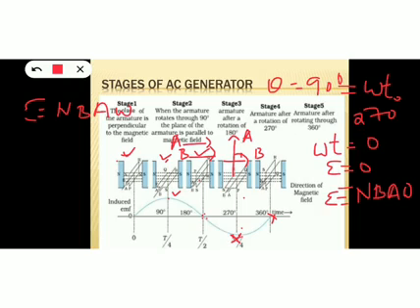Okay, so initially angle theta was 0, then coil has rotated through an angle of 90 degree, so sine omega t will be 1 and the induced EMF will be maximum. Then coil has rotated through an angle of 180 degree, again sine 180 is 0, so induced EMF will be 0. Then the coil rotated through an angle of 270 degree, so sine 3 pi by 2 or sine 270 is minus 1, so the graph takes maximum value in the negative direction.